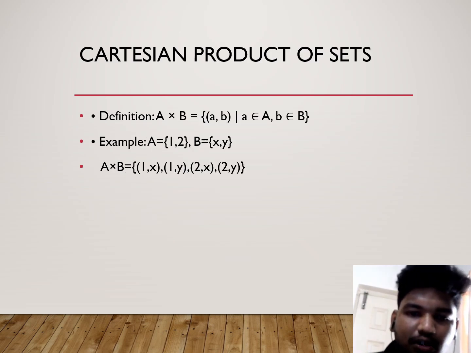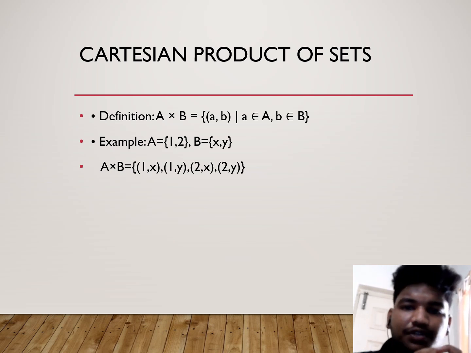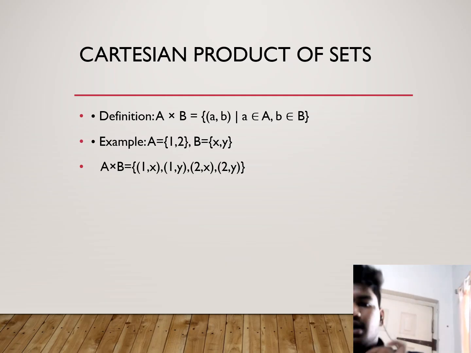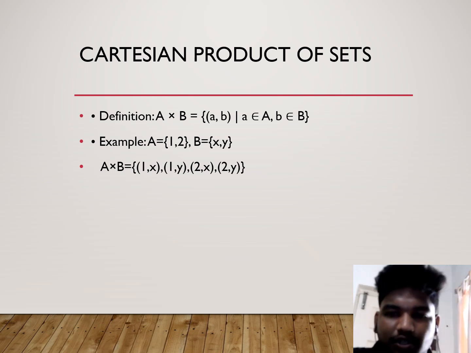This is about the laws of sets. And now I am going to explain the Cartesian product of sets. Definition of Cartesian product of sets. If two sets are present, it is the multiplication of two sets. Here we can see the example. A equal to 1 comma 2 and B equal to x comma y. Here Cartesian in the sense of multiplication of two sets.